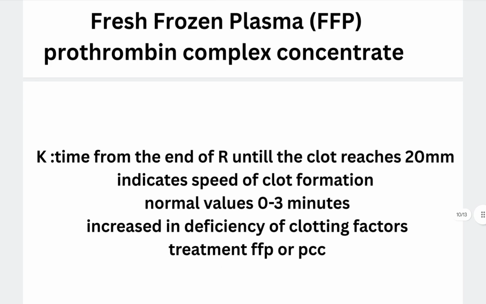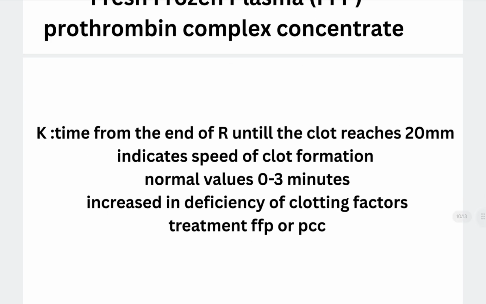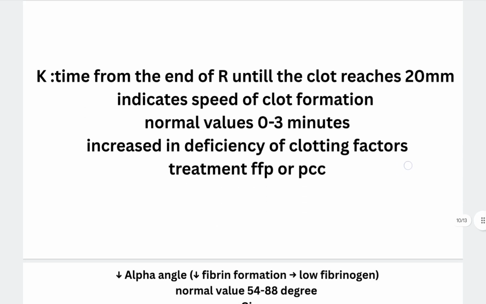So next is our K time. K time is from the end of R until the clot reaches 20 mm. So it indicates the speed of clot formation. The normal value of K is 0 to 3 minutes. Increased K time suggests a deficiency of clotting factors. So we'll correct it with fresh frozen plasma or prothrombin complex concentrate.